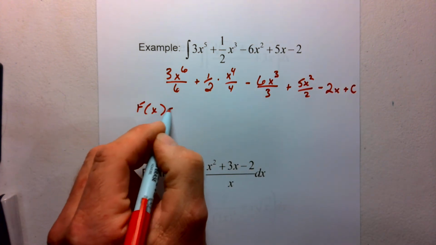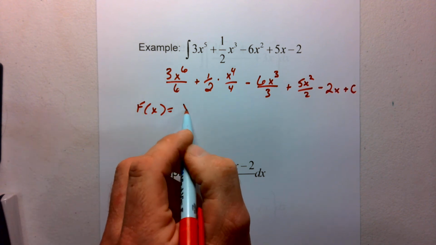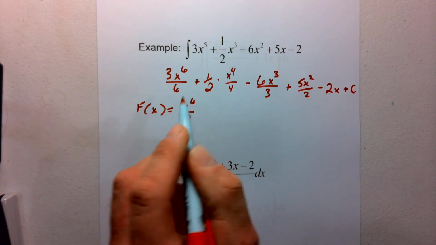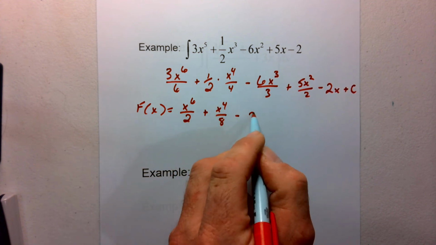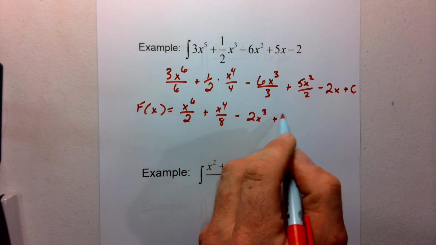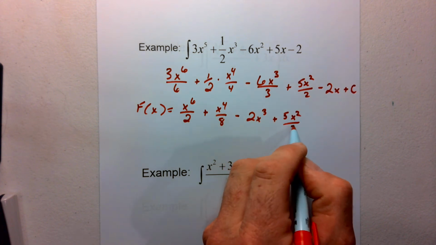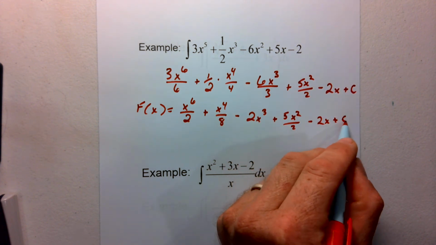So our function, we can go ahead and simplify this. We have x to the sixth over 2 plus x to the fourth over 8 minus 2x to the third plus 5x squared over 2 minus 2x plus c.